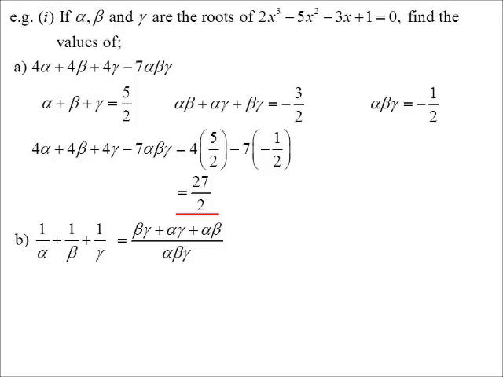Let's create an algebraic fraction. The denominator would be alpha beta gamma. The top of the fraction would become beta gamma plus alpha gamma plus alpha beta. So the sum of the roots 2 at a time, on the sum of the roots 3 at a time. And we've worked those out. The minuses cancel, the 2's cancel, and I just end up with positive 3.